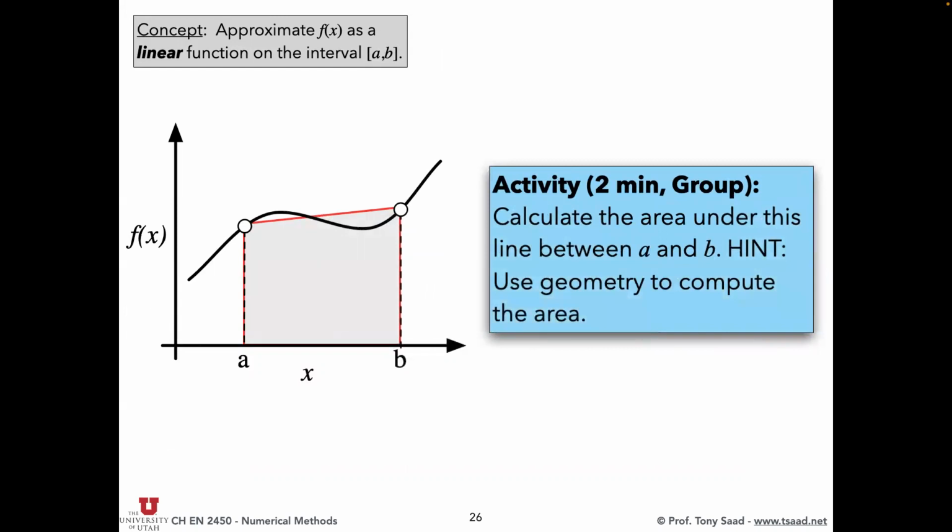So now I'm asking you to calculate the area under this line between A and B. If you were given a straight line between A and B, so alpha x plus beta, and you can figure out what alpha and beta are, integrate that straight line analytically, because that's how these formulas are developed. So the integral of alpha x plus beta dx from A to B, and then figure out alpha and beta later, what the slope or intercept are. Or you can do it using geometry.